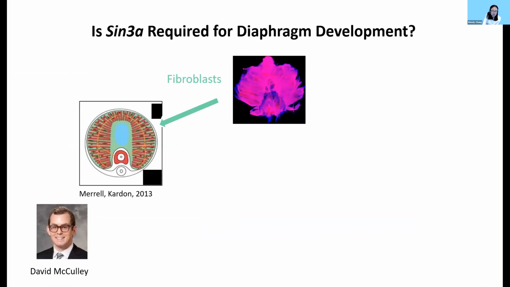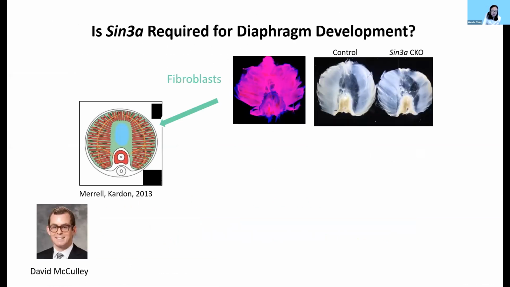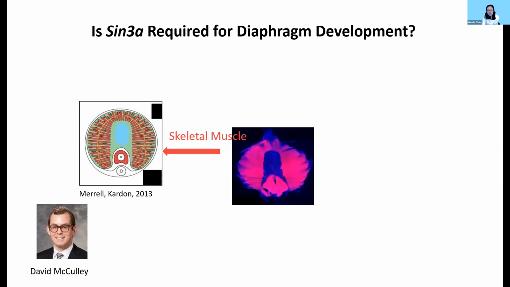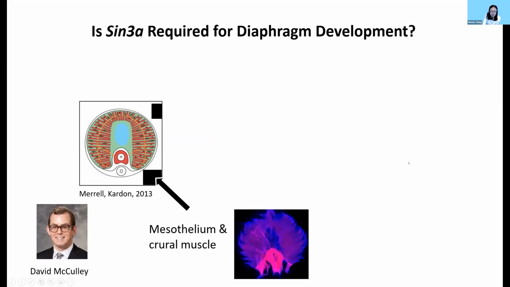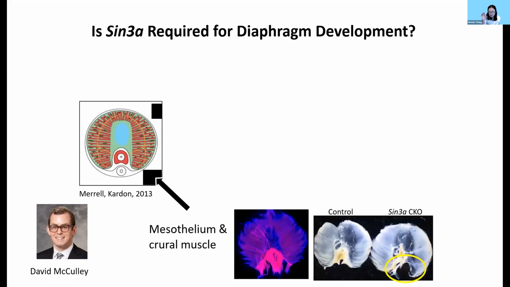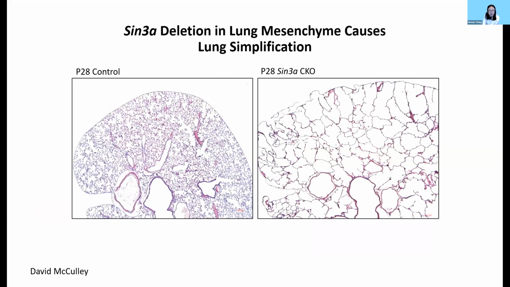And this is work that David McCulley has done with us, and really beautiful because now we can do cell-specific expression to understand within the diaphragm which cells are relevant. So when we knock it out in the fibroblast, everything looks normal. On the other hand, if you knock it out in the skeletal muscle, you see the lack of skeletal muscle in the diaphragm. And if you knock it out only in the mesothelium and crural muscle, you see exactly the type of diaphragmatic defect that we see.